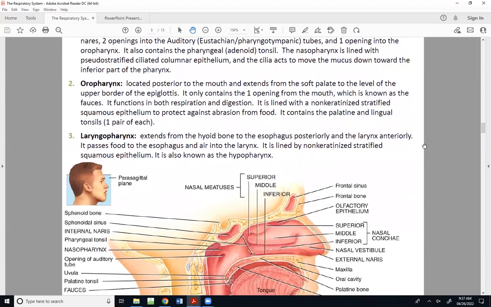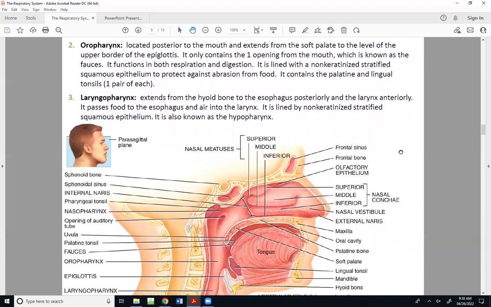On the inside, lining it, is a pseudostratified ciliated columnar epithelium, which we've talked about way back at the beginning of the semester. Pseudostratified means that it looks like it's multiple layered, but it's actually one. Ciliated means it has cilia, and the cells are columnar in shape. The cilia here help to move the mucus down towards the inferior parts of the pharynx.